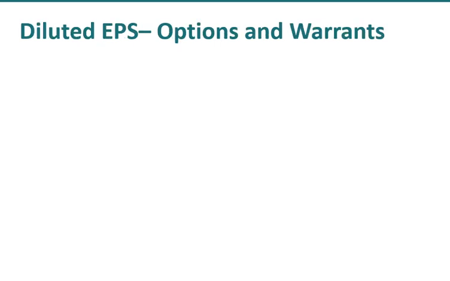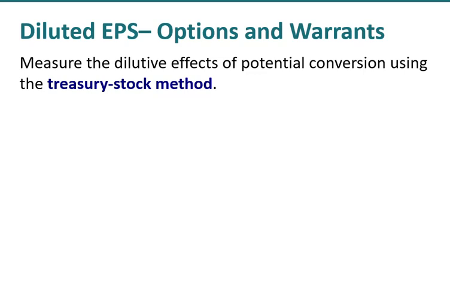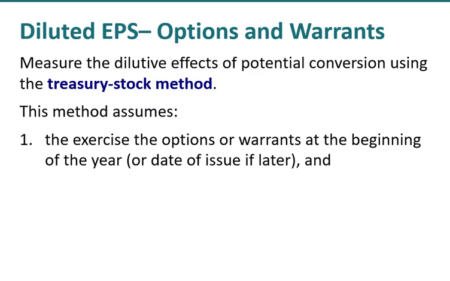When we account for options and warrants, we use what's referred to as the treasury stock method. Recall, when an employee or other party exercises an option or a warrant, the company receives cash. Under the treasury stock method, we assume the exercise of the options or warrants occurred at the beginning of the year or later if the issue date was beyond the beginning of the year.